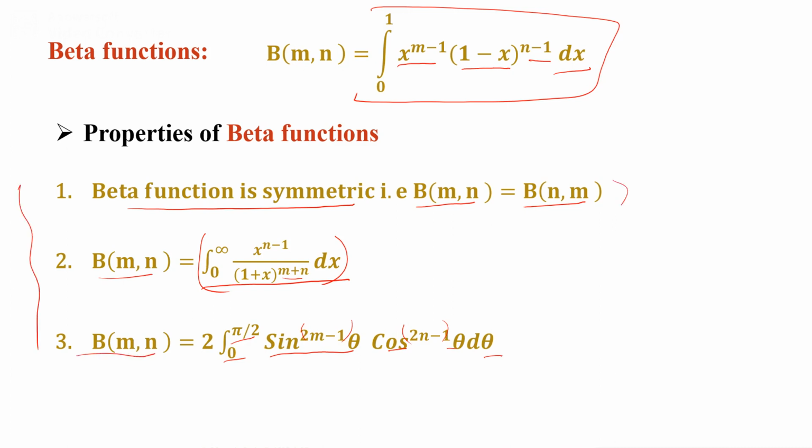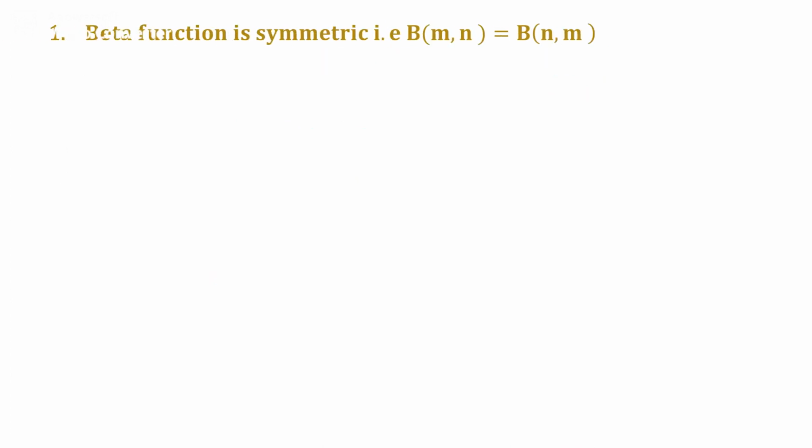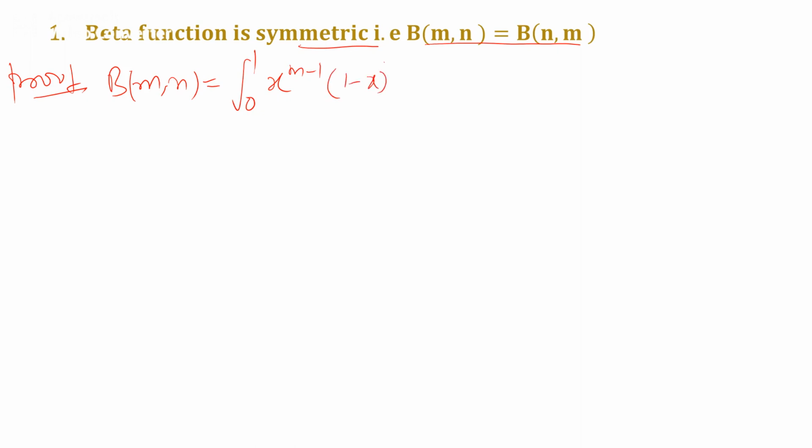Now we discuss the proof of these properties. The first property is what? The beta function is symmetric, that is beta(m, n) is equal to beta(n, m). How to prove that property? As we know, beta(m, n) we write as the integral from 0 to 1 of x raised to the power m minus 1, (1 minus x) raised to the power n minus 1 dx.